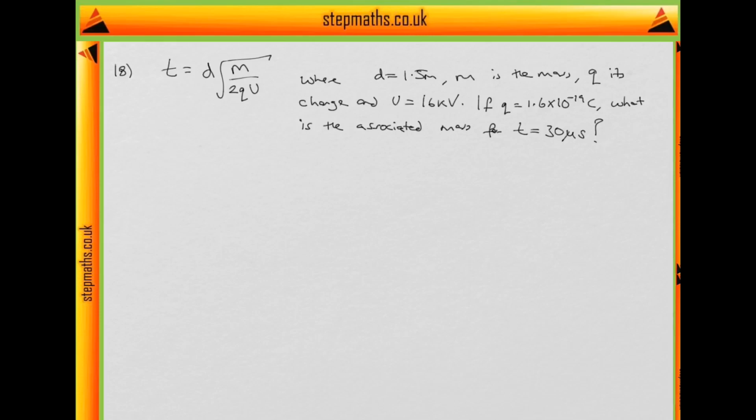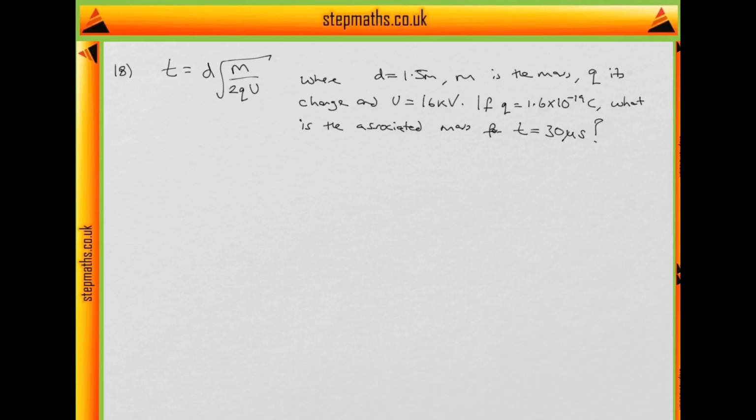determine the mass of charged molecules through the equation given here, where T is the time of flight, D is the distance, the length of the tube, so 1.5 meters, M is the mass of the molecule, Q its charge, and U is a 16 kilovolt accelerating voltage. We're told if we are considering a single elementary charge here, 1.6 times 10 to the minus 19 coulombs, what is the associated mass for a time t of 30 microseconds?